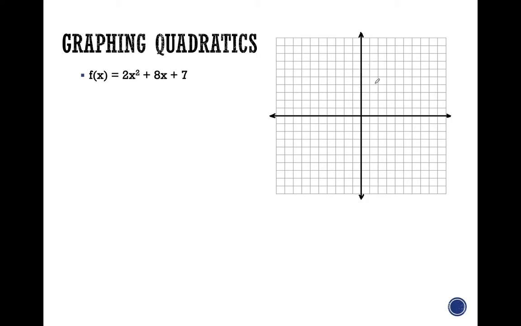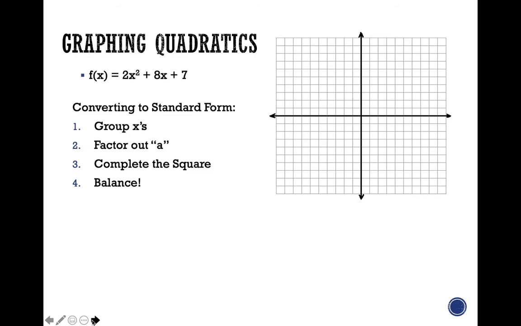Is it shifted left? Is it shifted right? Is it shifted up or down? The only way for us to know that is to have the standard or vertex form of a parabola. And so that's what we want to review here first today: how do we take a polynomial form of a function and convert it into standard form.